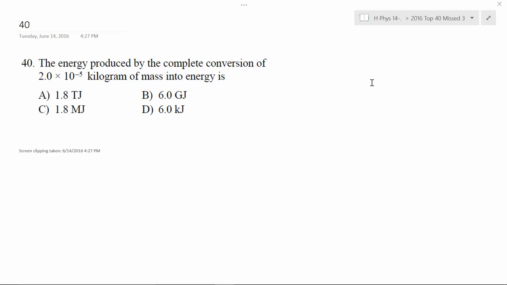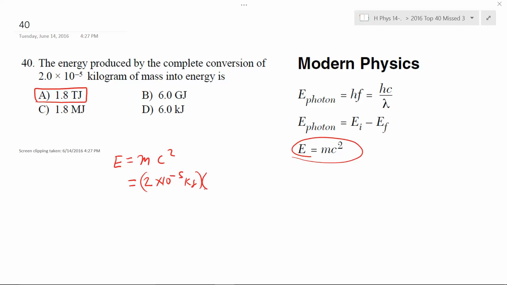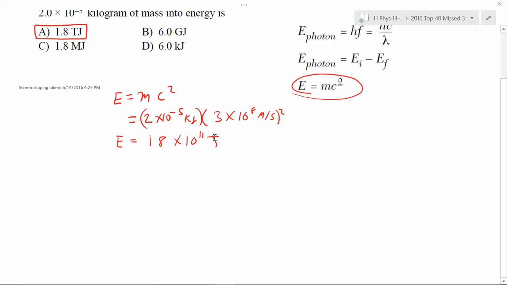And finally, 40. A. This is that famous equation, E equals mc squared. When you have matter annihilate one another, or when matter can actually be converted into pure energy, according to this formula. So E equals mc squared, and when you plug in the mass, it has to be in kilograms. In this case, it already is. So 2 times 10 to the minus 5 kilograms times the speed of light squared, 9 times 10 to the 16, gives 1.8 times 10 to the 12 joules. But don't forget about the prefixes on the first page of the reference table.